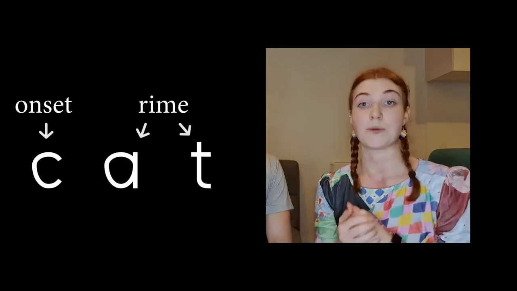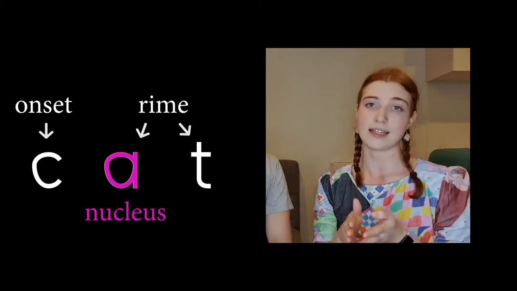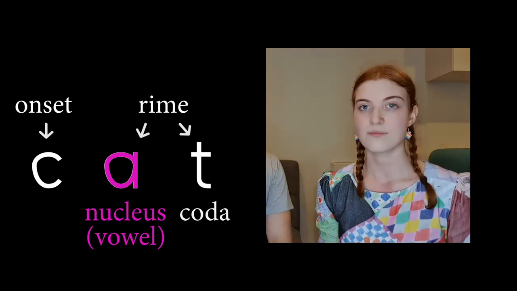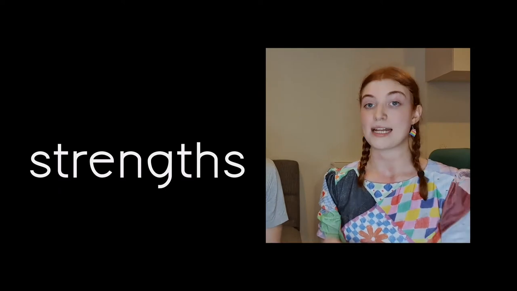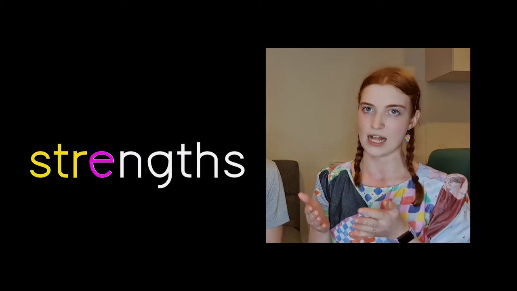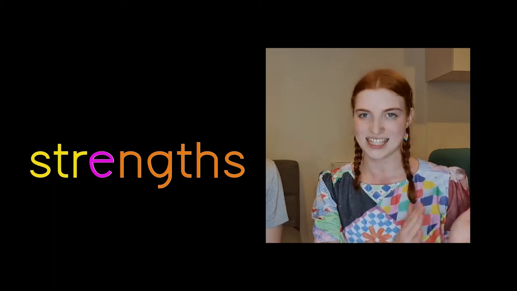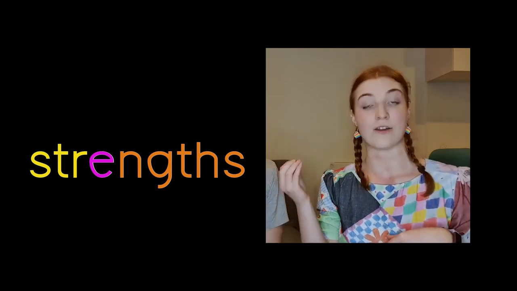Then the rhyme is broken into two parts. You've got the a and the t. The a is called the nucleus in linguistics, but we'll just call it the vowel for this video. And then you've got the t, which is called the coda. So you can have pretty complex syllables, especially in English. The word strengths is one syllable, but it's got str, three sounds in the onset. It's got the e in the middle as the vowel, and it's got ngths as the coda. Strengths. So that's all one syllable, very complex, but it basically just shows that you can have more than one consonant in an onset or a coda.